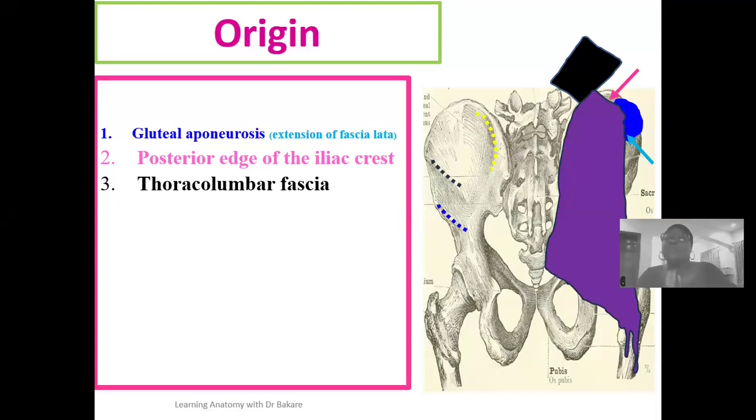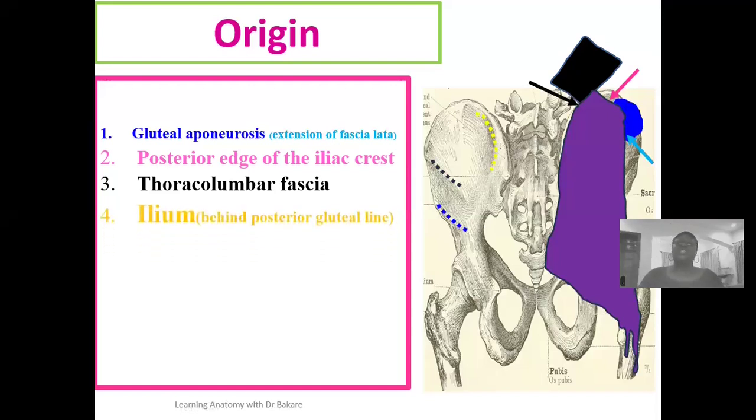the posterior abdominal wall. So you have a number of muscles around the posterior abdominal wall finding their attachment site on this fascia. Also, the gluteus maximus is seen to have its fibers originating from this fascia, and this is what is arrowed here in black. So the third region where we have the fibers of the gluteus maximus originating from is the thoracolumbar fascia.